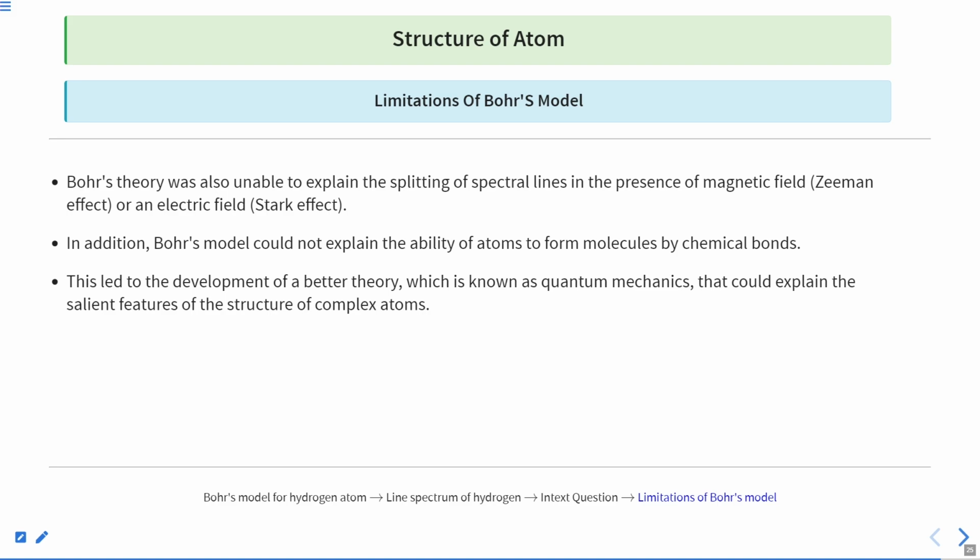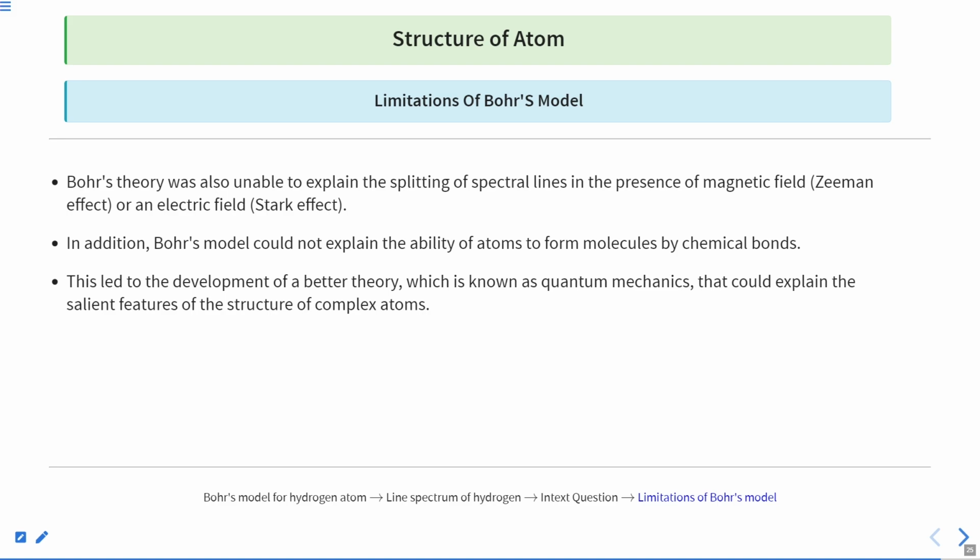Next, it does not explain the ability of atoms to form molecules, because we are stuck in hydrogen-like species. How will we move to complex species where atoms are combining and forming molecules? That is completely out of the scope of this theory.